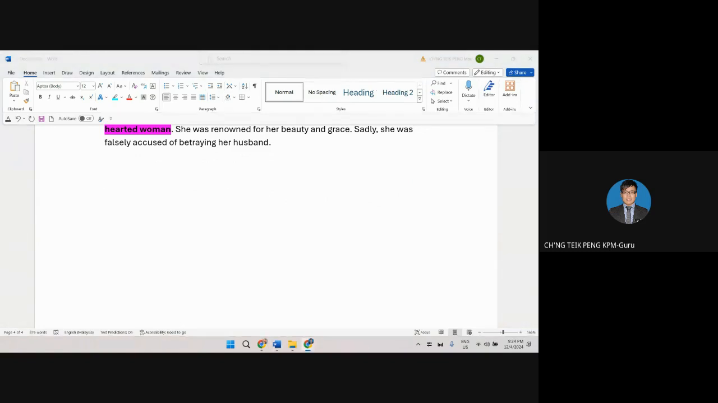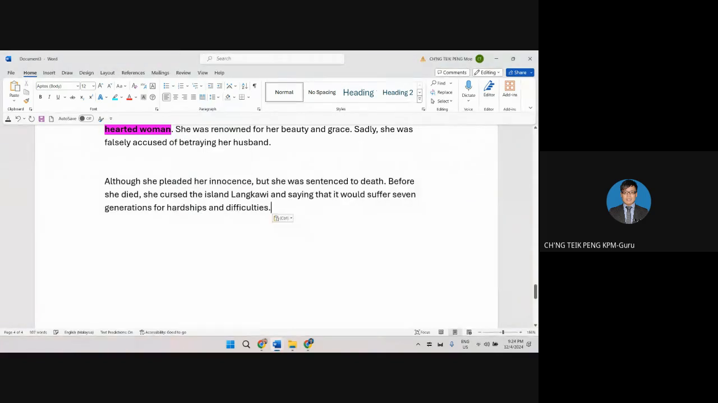Okay, I'll start the discussion first. If you have got the answers ready, you may put it on the chat box. After the discussion, we will finish class. So now I'm reading Wei-Li's answer. Although she pleaded her innocence, but she was sentenced to death. This is a mistake, okay Wei-Li? We don't use although and but together.